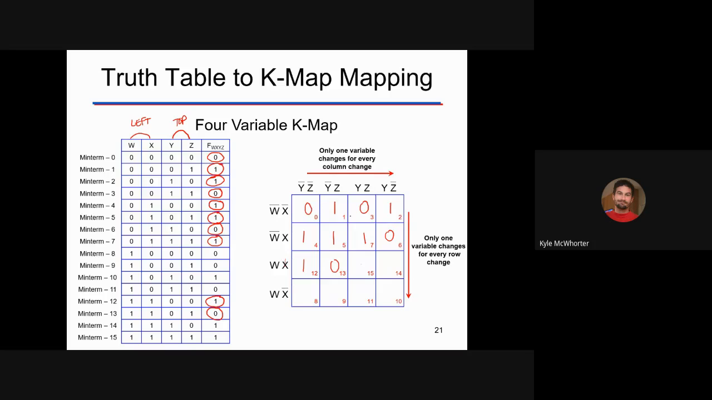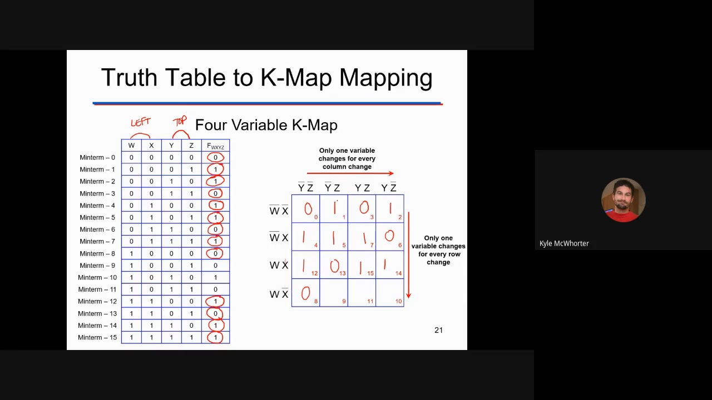This one is 1, 1, 1, 1. That's all 1s. That's the bottom row right here. So the output is a 1. This one is 1, 1, 1, 0. That is this row. Also a 1. This one is a 1, 0, 0, 0. That is right here, row 8. So that's a 0.